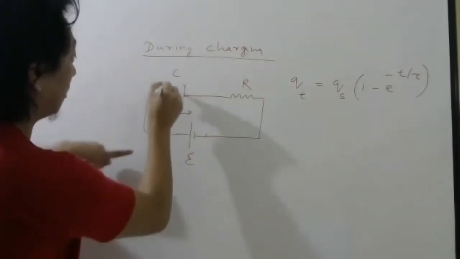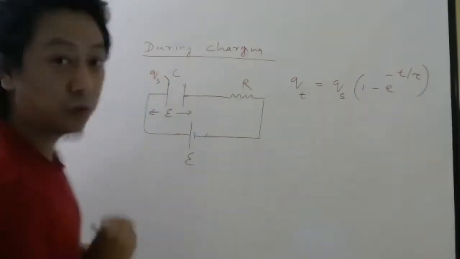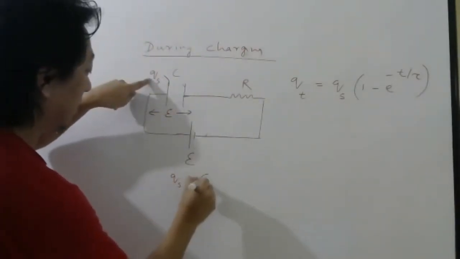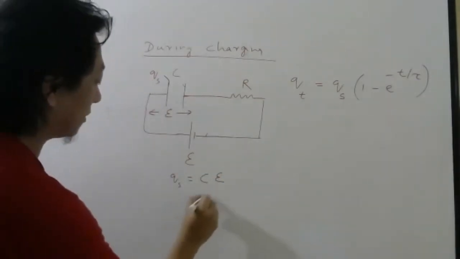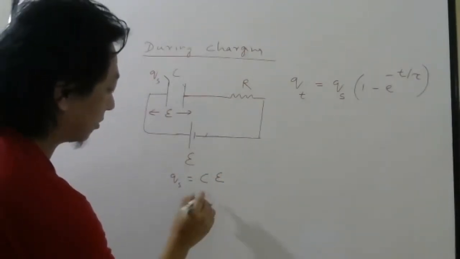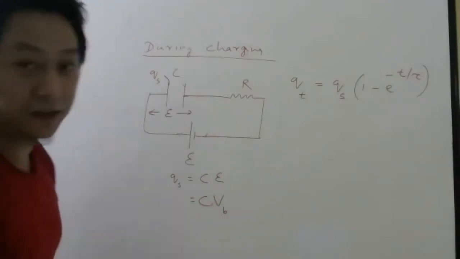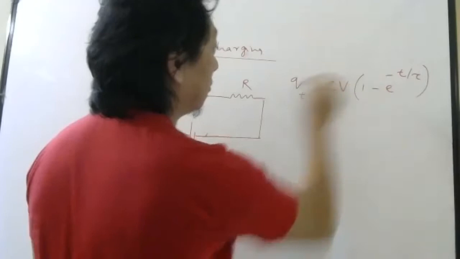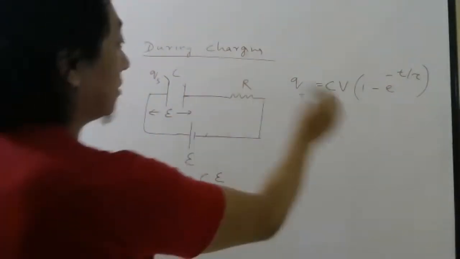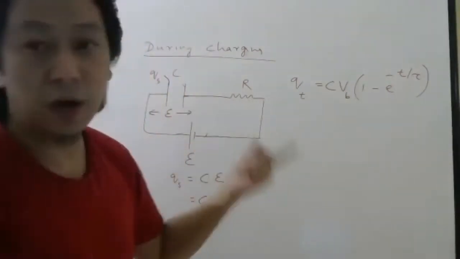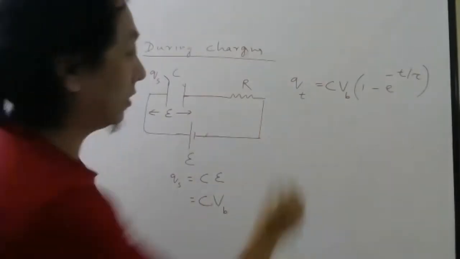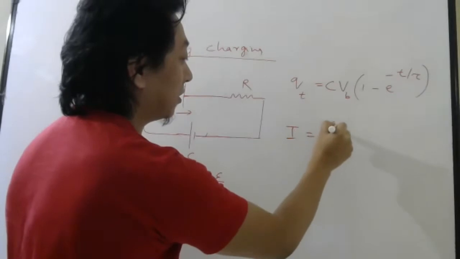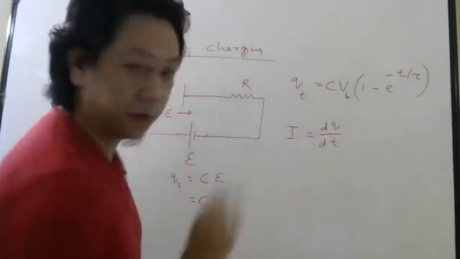Therefore, the charge on this, QS, because after a long time, that QS will be C into E. Or you can write C into V also, your wish, V of the battery. Okay, so here you can replace this by C into V. Okay, students. So that is the formula for charge. Then you know how to find for voltage. Divide by C. And if they want current, write differentiation of dq by dt.